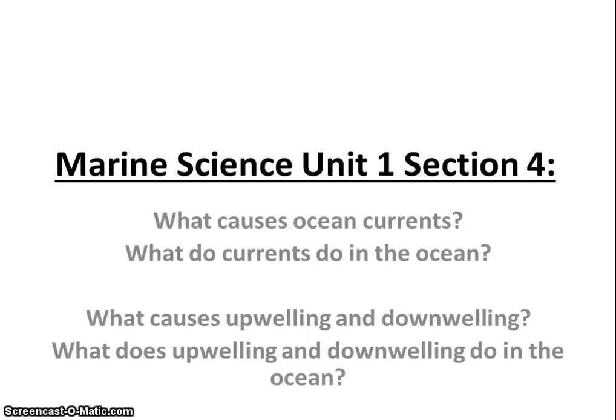So today, I wanted you to understand what causes currents, that's wind, and why they're important. The idea that currents help regulate ocean temperature, circulating warm water to the poles and circulating cold water to the equator. And I also wanted you to understand what drives upwelling and downwelling, that's temperature and salinity differences, density differences, and why they're important, specifically downwelling bringing oxygen down to the depths and upwelling bringing nutrients up to the surface.